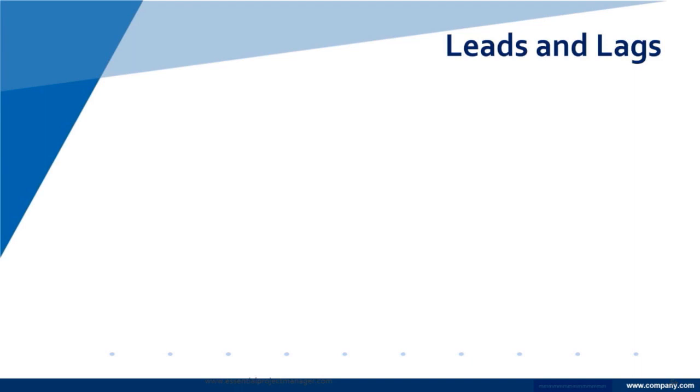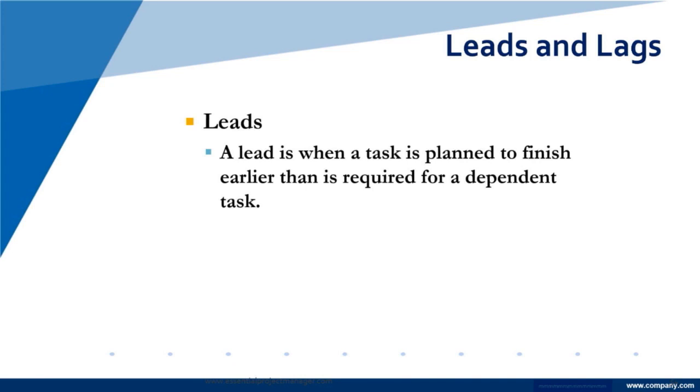So, leads and lags. Different piece of this, but here they are. A lead is when a task is planned to finish earlier than is required for a dependent task. Well, what does that mean? Well, if I am trying to finish something and I know that it only takes me a couple of days, I can do it in a couple of days, I'll do it.